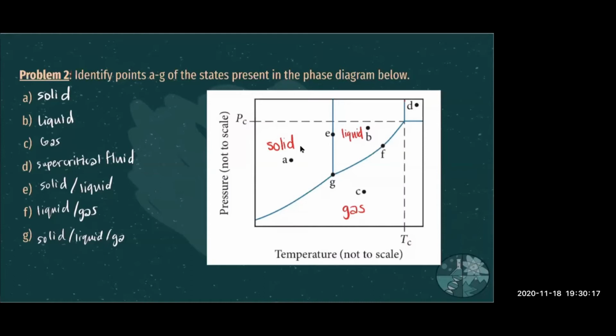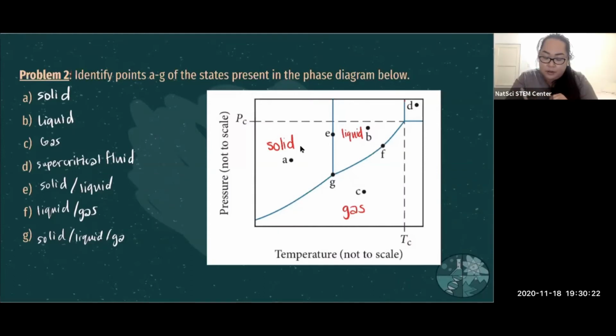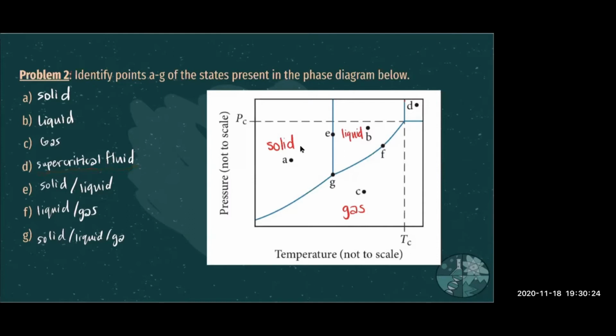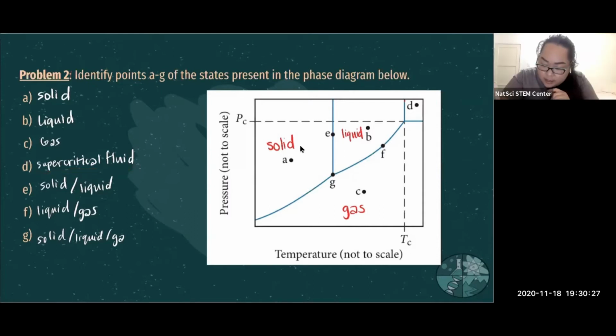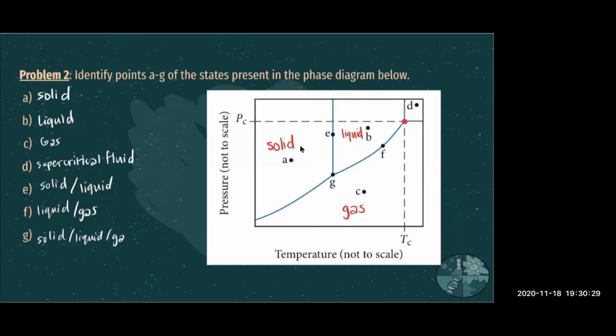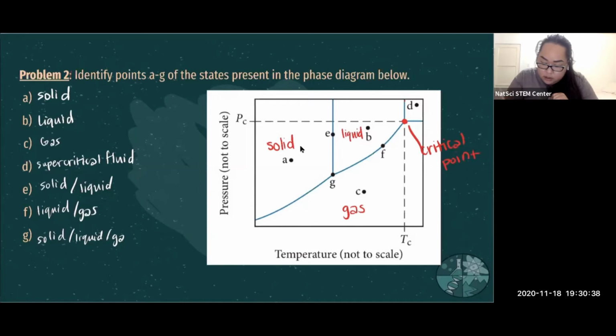And D is the critical point. D would be a supercritical fluid. How about the critical point? The critical point is right here. This is the critical point. G is your triple point, so it's when it's a solid, liquid, and gas.